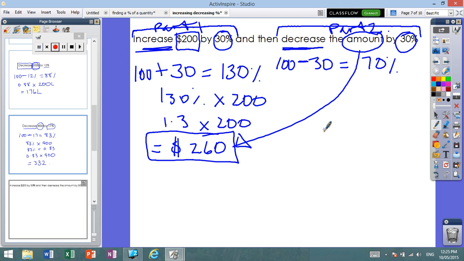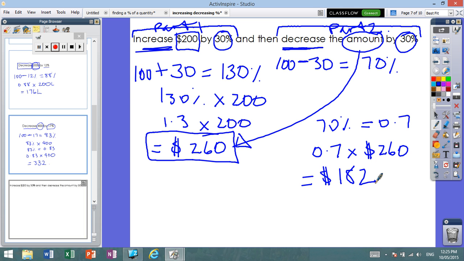So now 70% is the same as 0.7 as a decimal. So 0.7 times $260 is equal to $182.